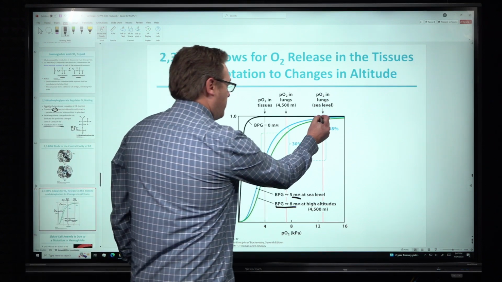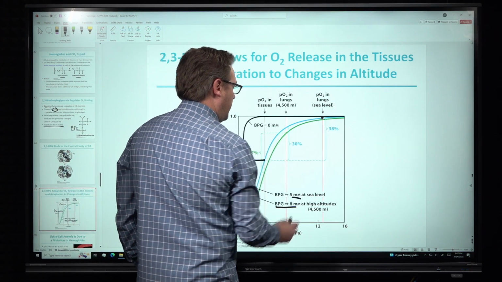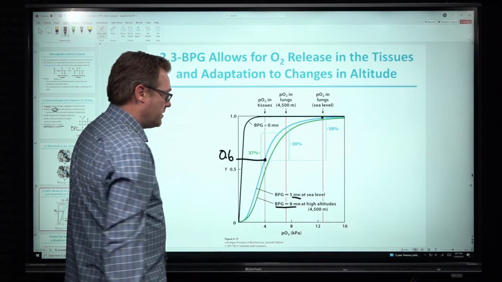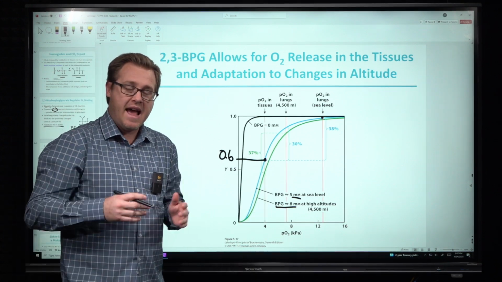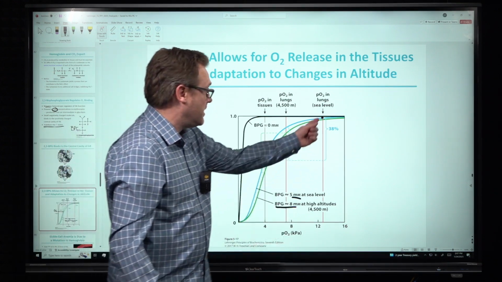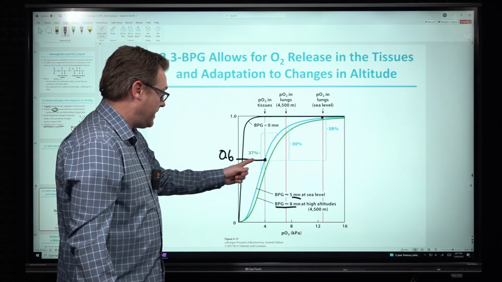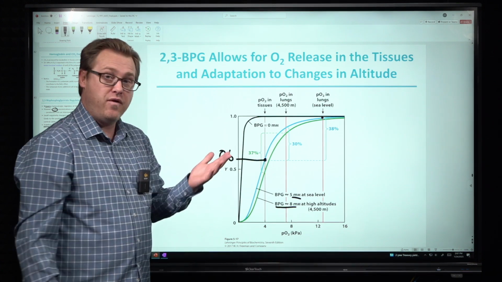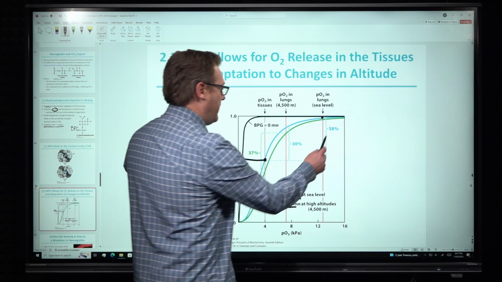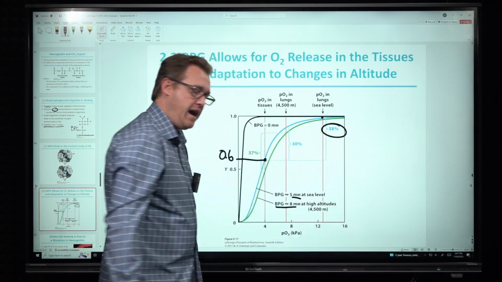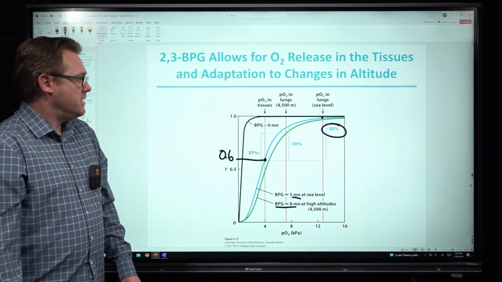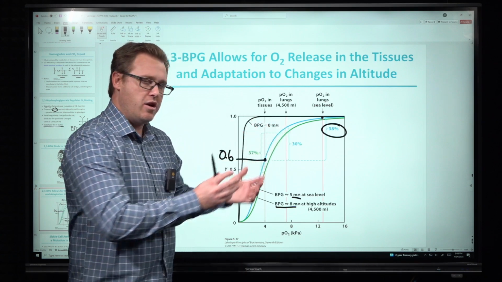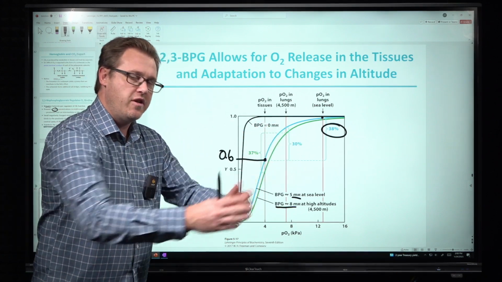So from this point on the blue curve, to this point, right there in the lungs, how much oxygen has been released? It's 100% here, it's 60% here, so that is roughly 40%. And in this graphic, we're showing that it's 38%, okay? So the hemoglobin goes to the lungs, gets oxygen, and then goes to the tissues and dumps off 40%.